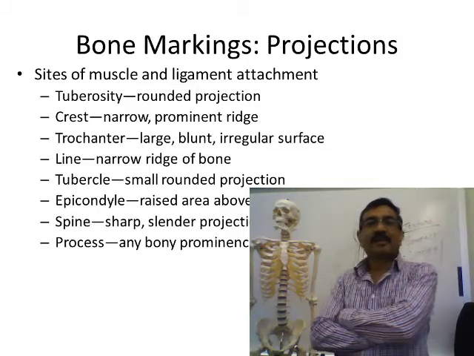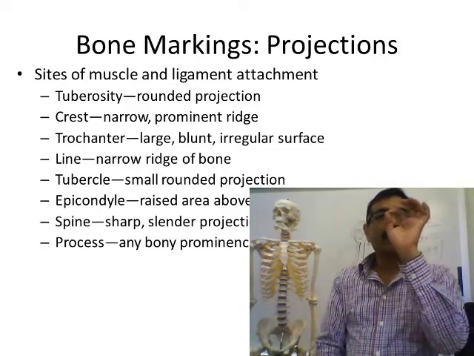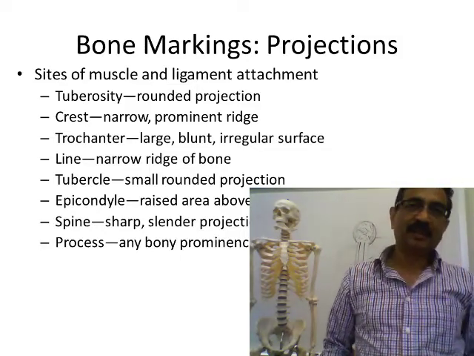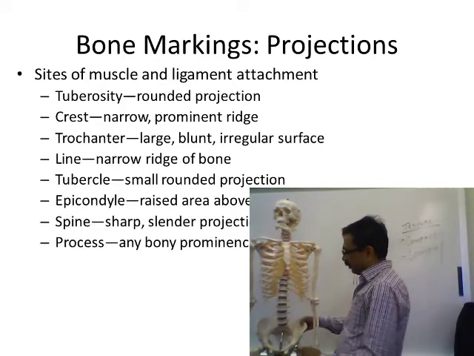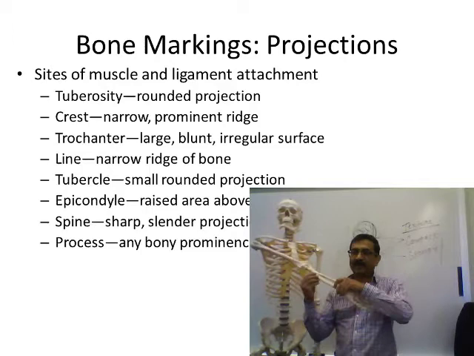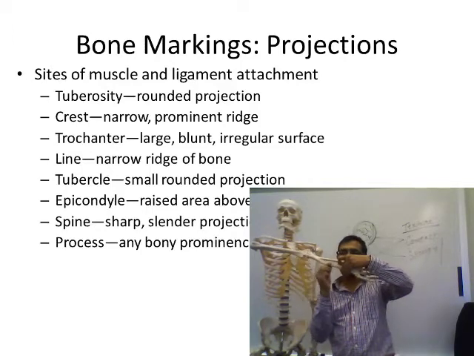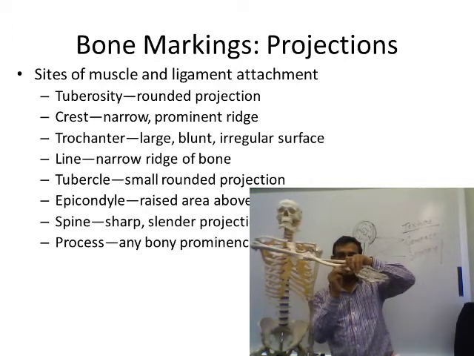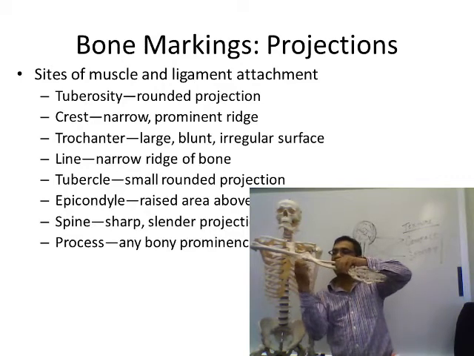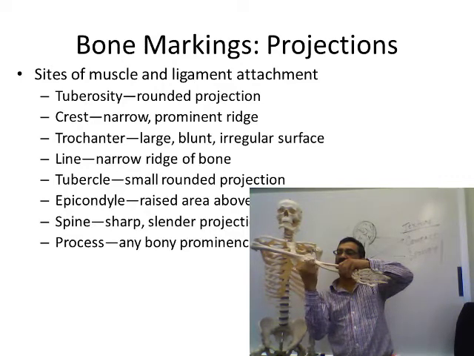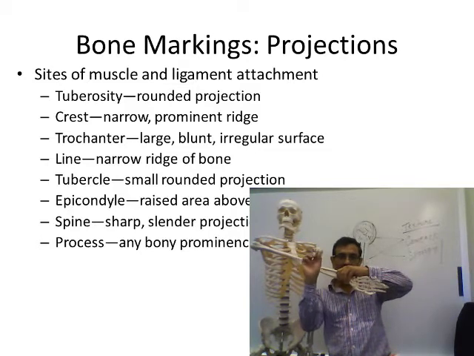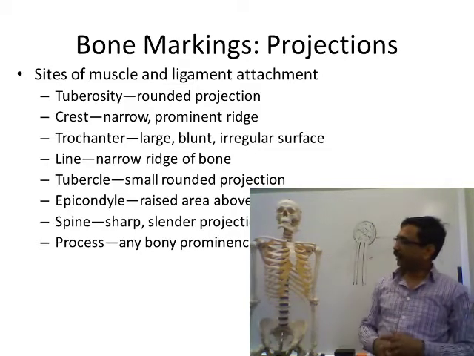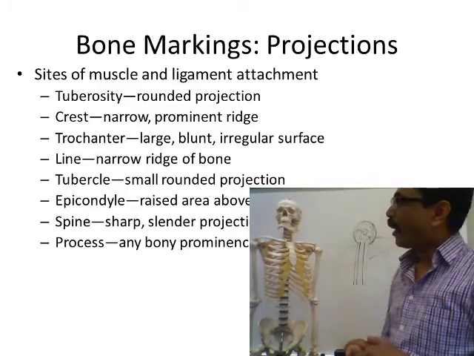Tuberosity is a small round structure on the bone. For example, the radial tuberosity. You see, this is the radius, okay? So this bone is what? Radius. And you see a small round structure here, that is called the radial tuberosity. So a small round structure is termed a tuberosity.